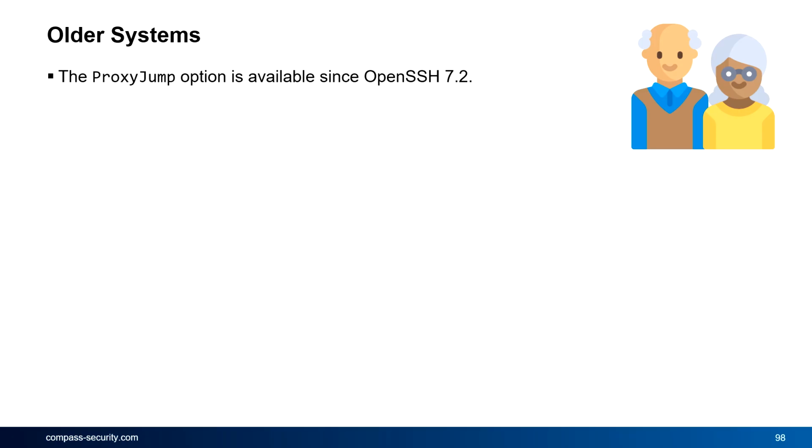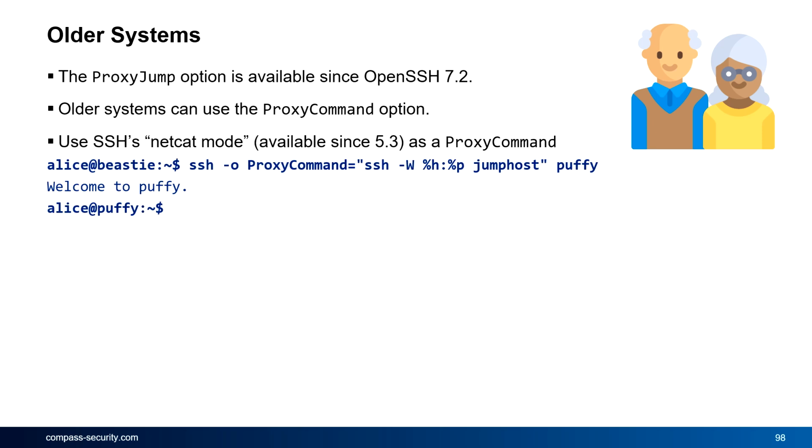The proxy jump option is only available since a certain OpenSSH version, and before it was not there. So old systems can't use the proxy jump option, only the proxy command option. However, you can use the netcat mode of SSH, which is available since version 5.3, as proxy command, and there you can use the syntax described there, and then you can basically do the same as using the uppercase -J option.